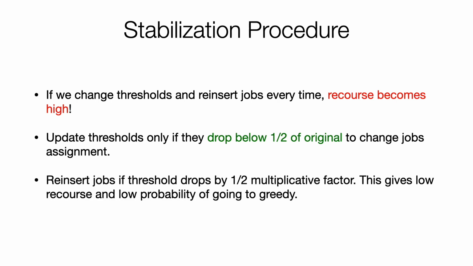So when this threshold drops by a multiplicative half factor, we're going to update the threshold and reinsert this job as if it was inserted for the first time. This is going to give us a low recourse and a low probability of going to the greedy set. Let's see this in a bit more detail.